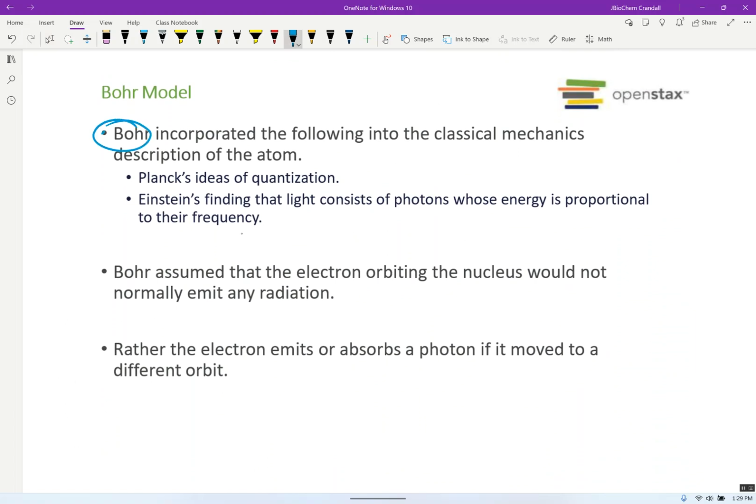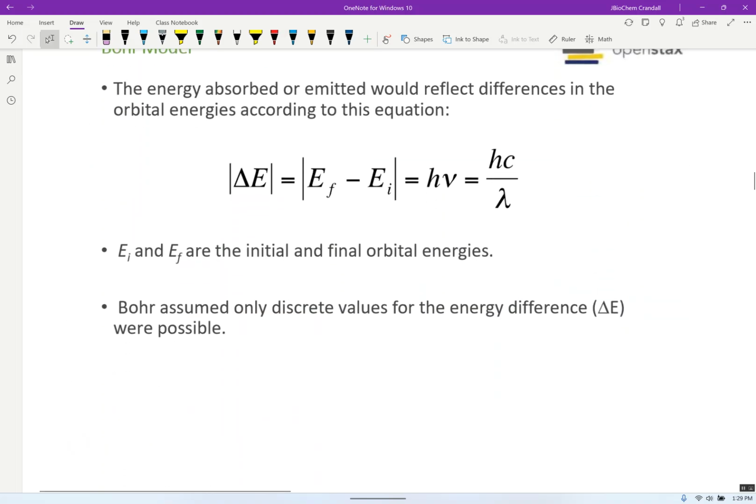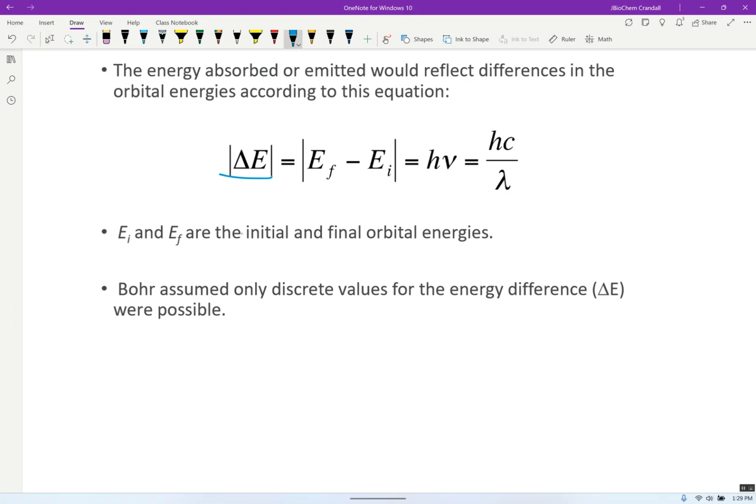So Bohr is also incorporating Planck's ideas of quantization and Einstein's findings of light consisting of photons and energy, and their frequencies. So he's building on those. Here's our energy equation, but the change in the energy is what he's focusing on, because to understand the position of an electron, what he would do is shoot energy at these electrons, excite them, and they would move up in energy levels, but then when they relaxed, they would emit energy, and he could measure that energy so that he could identify the positions of these electrons and things of that nature.